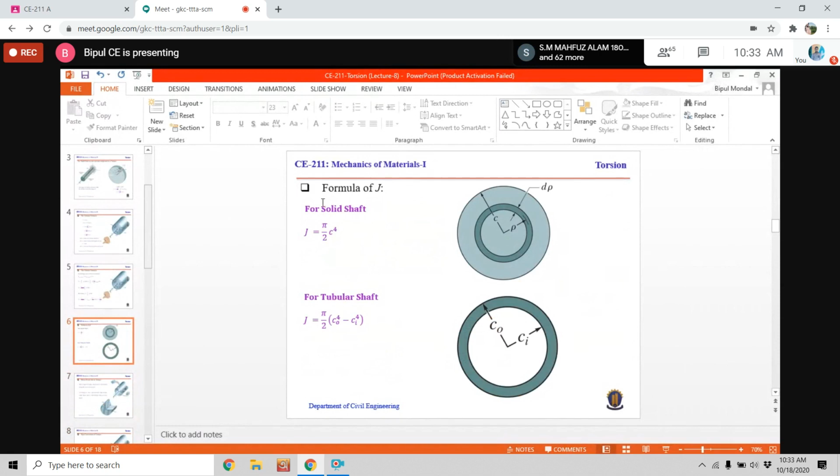The formula of J for some specific shapes: for a solid shaft, J equals pi by 2 C to the power 4, where C is the radius of the circle. For a tubular shaft, that is, a shaft with a hole in the central area, J will be pi by 2 times C naught to the power 4 minus Ci to the power 4, where C naught is the outer radius and Ci is the inner radius.